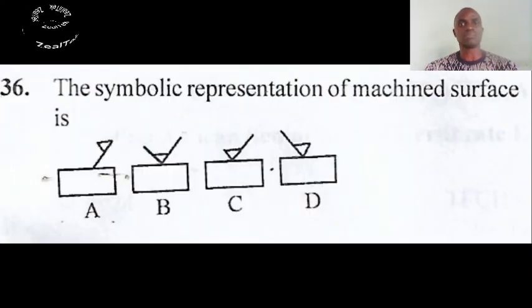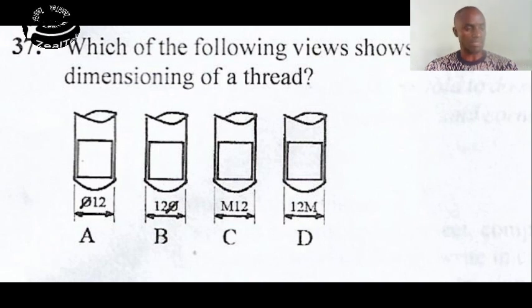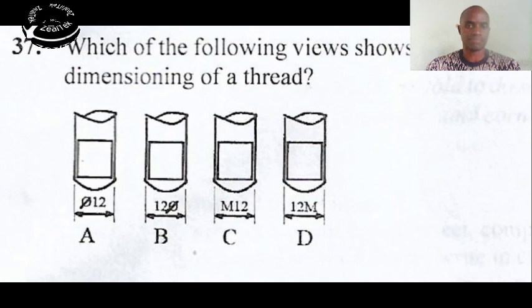Question 36, the symbolic representation of machine surface is simply what? C. That's the correct answer. Number 37, which of the following views shows the correct dimension of a thread? The correct answer here is C. So the letter comes before the number, not the number before the letter.